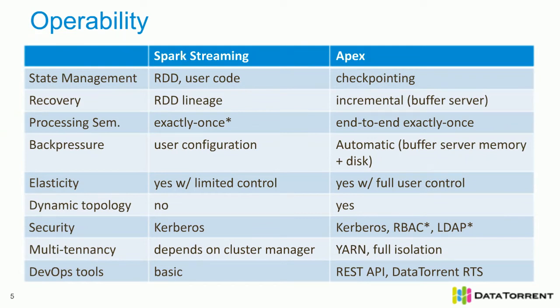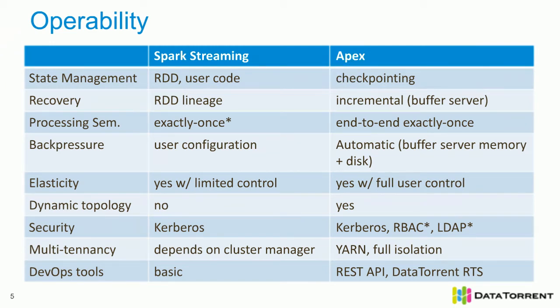Support for multi-tenancy. Spark streaming depends on the cluster manager for that. So if it's running on Yarn, then we have multi-tenancy through Yarn. If it's running on Mesos, we have whatever Mesos supports. Apex was built for Yarn. It natively integrates with and uses Yarn. And with the Yarn support, it provides full isolation in a multi-user environment.